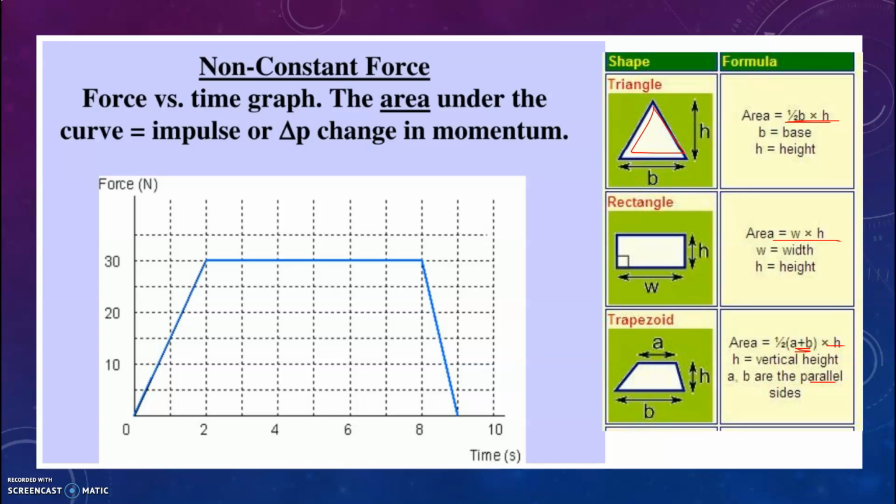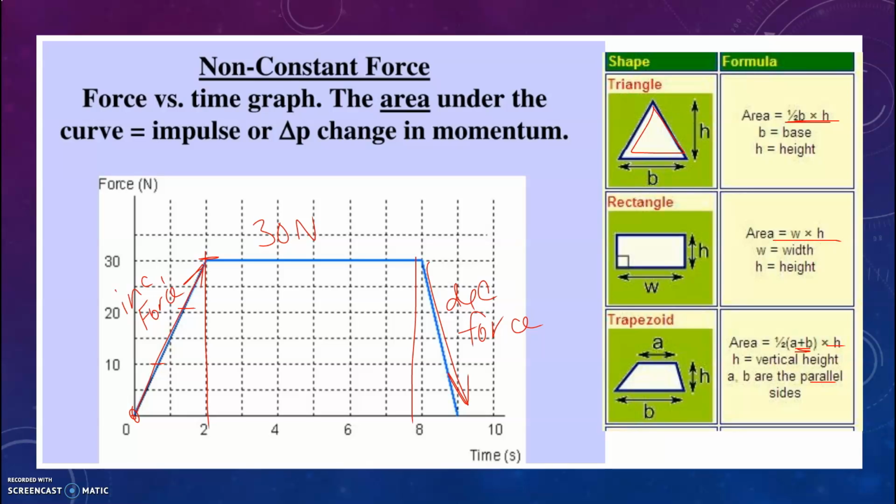So for this graph, it's considered to be a non-constant force. Because if you look on our graph, for the first 2 seconds, we are increasing in force. At first, no force is applied, then we're applying 10 newtons, 20 newtons, 30 newtons. We are increasing in force. Then from 2 seconds to 8 seconds, we have a constant force of 30 newtons being applied. Then from 8 seconds to 9 seconds, we are decreasing in force. We are dropping down from 30 newtons to 20 to 10 and back to 0.